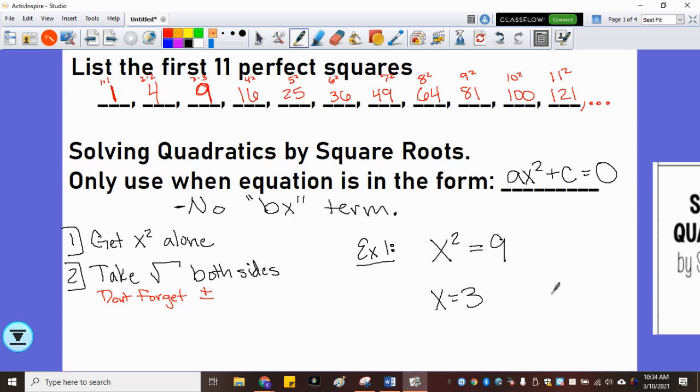What other number times itself gives you 9? 3 times 3 is 9. There's another one. -3. So -3 times -3 is a positive 9.